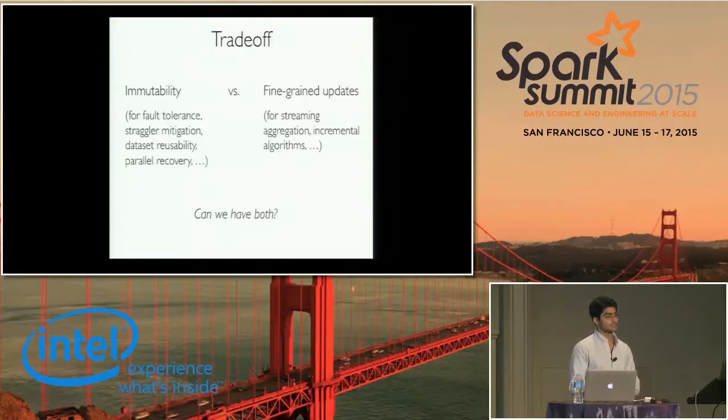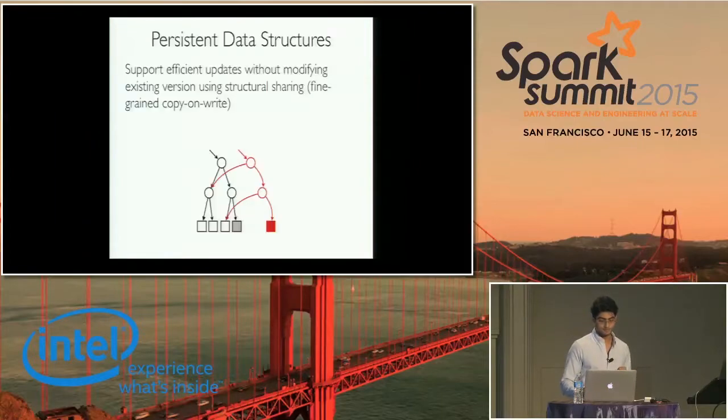There's actually a class of data structures that supports both of these properties, both immutability and efficient updates. These are called persistent data structures, named after the concept of persistence from the programming languages community. So it's not stable storage, that's the OS idea of persistence. Instead, it means that past versions stay around even after they're updated, sort of like Git.